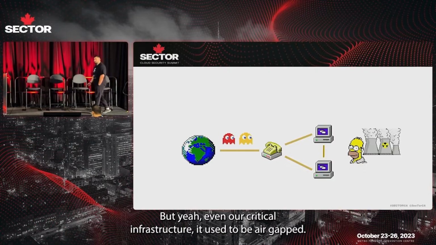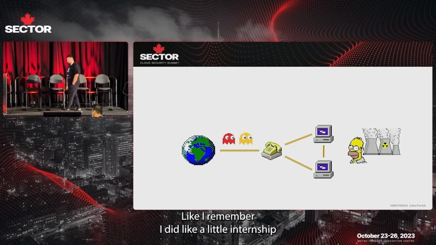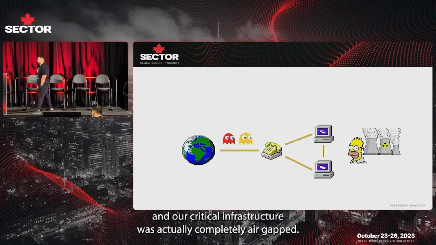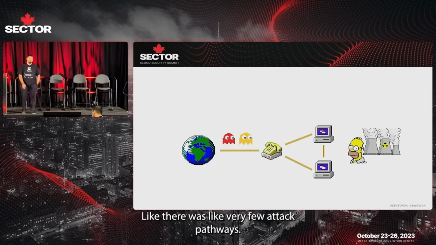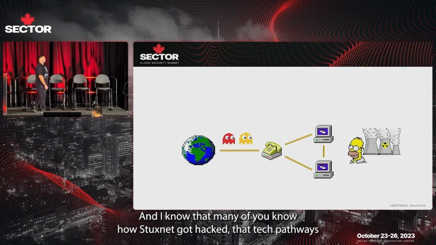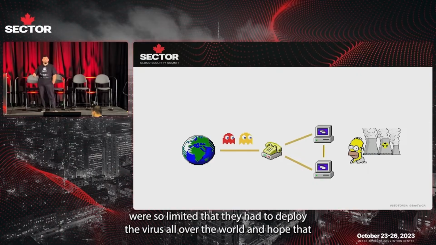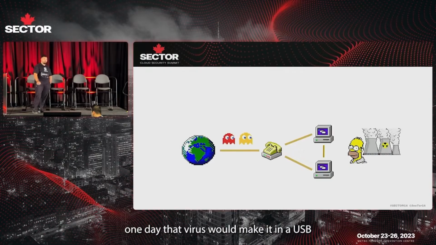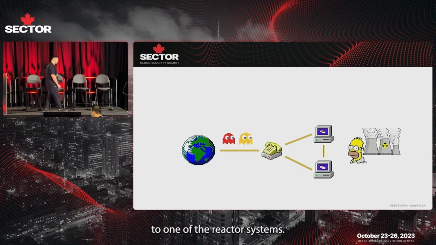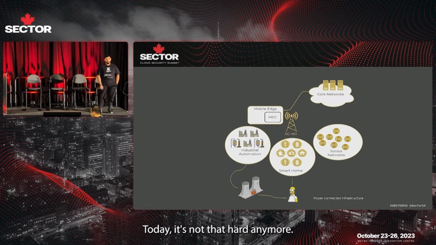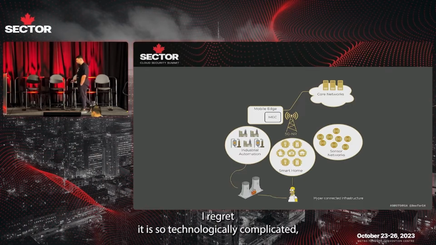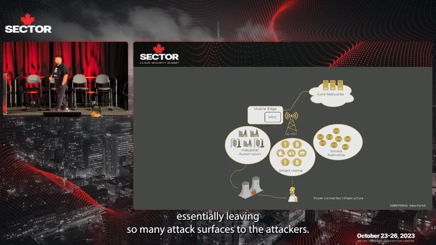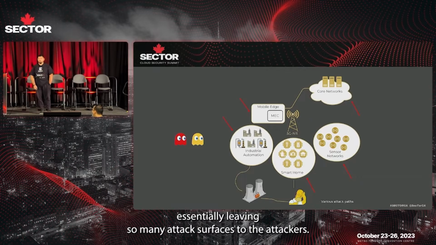But yeah, even our critical infrastructure used to be air-gapped. I remember I did a little internship, and our critical infrastructure was completely air-gapped. There were very few attack pathways. And I know that many of you know how Stuxnet got hacked. The attack pathways were so limited that they had to deploy the virus all over the world and hope that one day that virus would make it in a USB to one of the reactor systems. Today, it's not that hard anymore. Our grid is so technologically complicated, essentially leaving so many attack surfaces to the attackers.